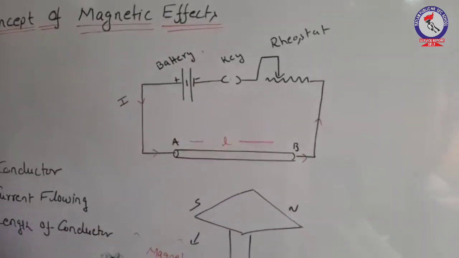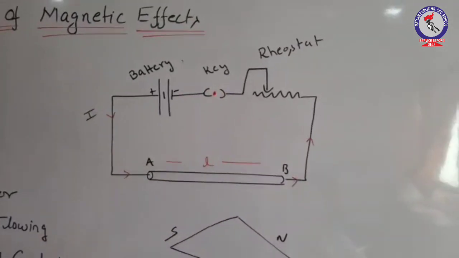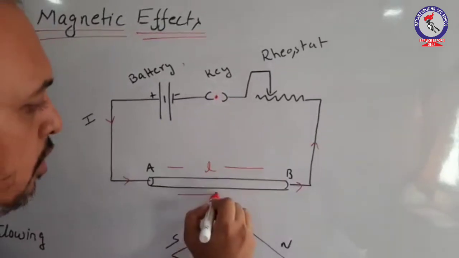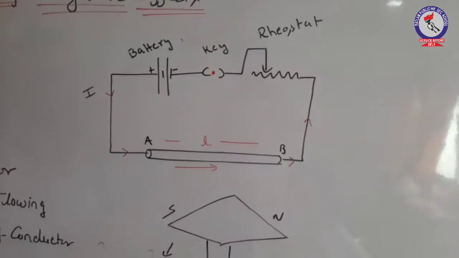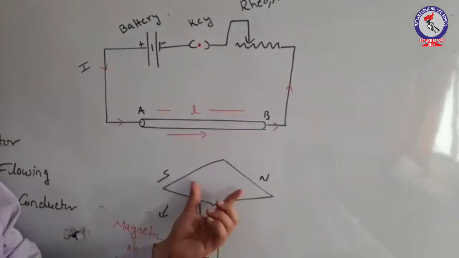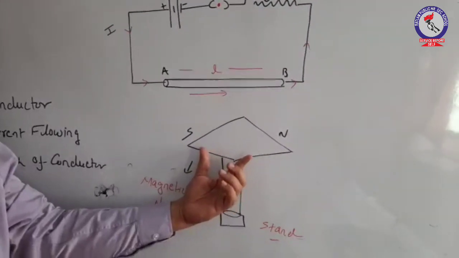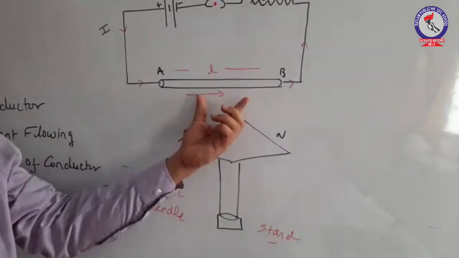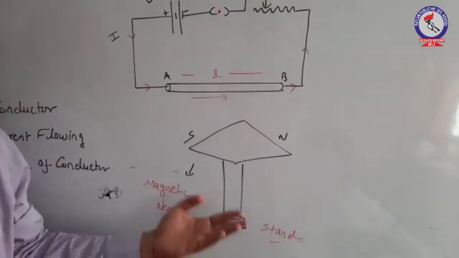Therefore, as we close this key, we will observe that the current will now flow from A to B. You can observe that you have an NS. This NS represents a magnetic needle which is just kept below this conductor in order to observe the magnetic effects.